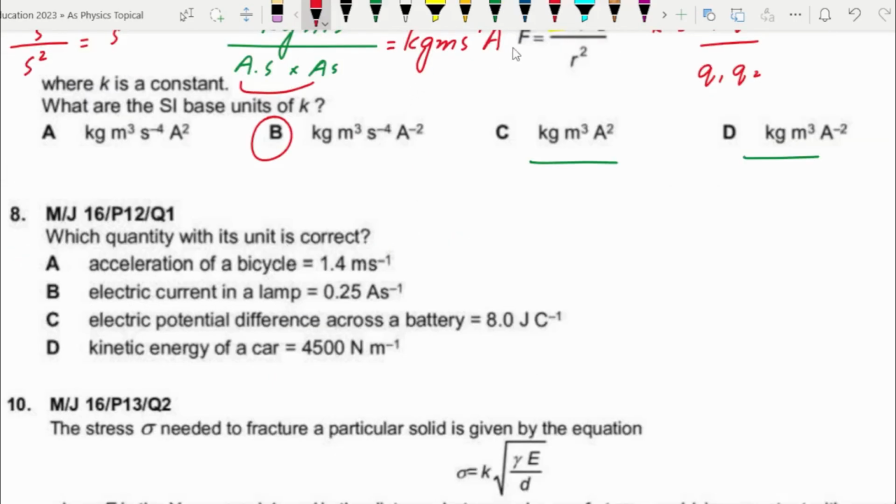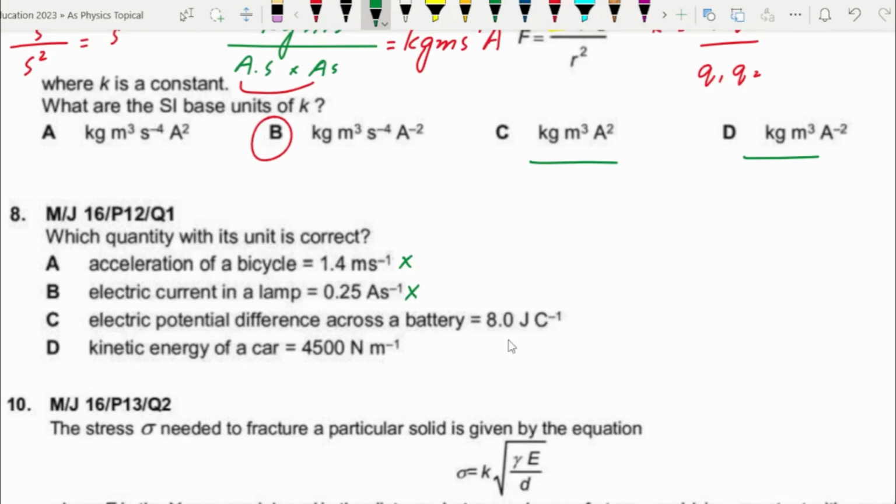Okay, so here we have the next one. Which quantity with its unit is correct? The acceleration of the bicycle, 1.4 meter per second. Meter per second is not the unit of acceleration, it is m s minus 2, meter per second squared. It should have been meter per second squared. The second one says electric current in the lamp 0.25 amperes per second. The unit of electric current is only amperes, not amperes per second.